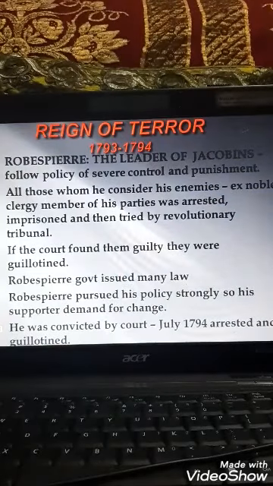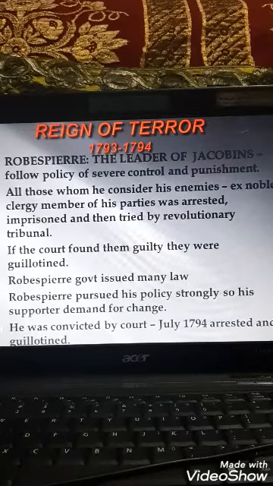Now the Robespierre government issued many laws, such as a maximum limit on wages, and prices were also fixed. Not only this, even meat and bread were distributed by ration, so they could not be sold openly in the market. Apart from that, peasants were forced to sell their grain to the cities, and they were allowed to sell only at the price that was fixed by the government.